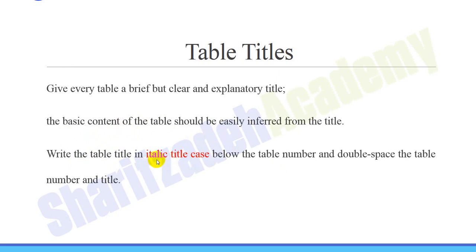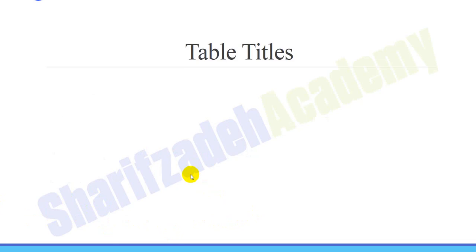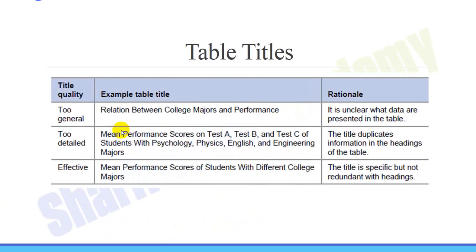We discussed it. Italics like this one, as you know, and title case means like this: every main word plus any other word which is four letters or more, and you have to double space the title and number. Okay, you saw it in the picture. And you have to avoid overly general or overly detailed table titles. This means that you cannot use too general or too broad or too specific titles, because it doesn't tell the readers what is going to come.